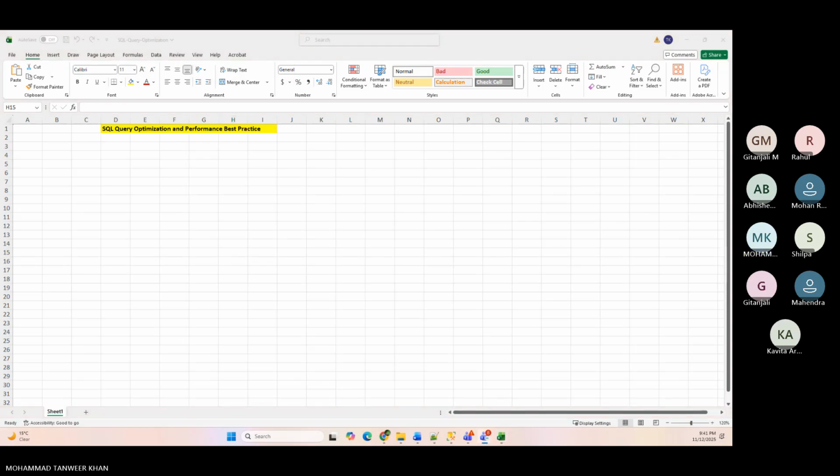Okay. So before that, let's try to understand why query optimization. Okay. I just wanted to confirm again. Hope my voice is audible to everyone and screen is visible. Yes, Tanvir. Yes, audible and visible.